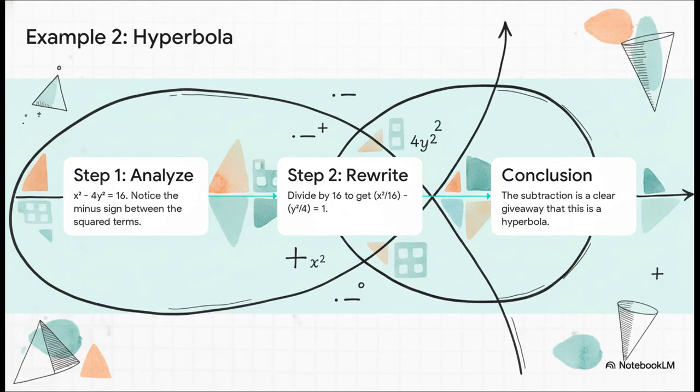Next up, x squared minus 4y squared equals 16. Right away, that minus sign between the squared terms should be screaming at you. It's a huge giveaway. Our coefficients, A and C, are +1 and -4. They have opposite signs. That is the classic fingerprint of a hyperbola. And again, if we divide by 16 to get it into standard form, it just confirms what we already knew.